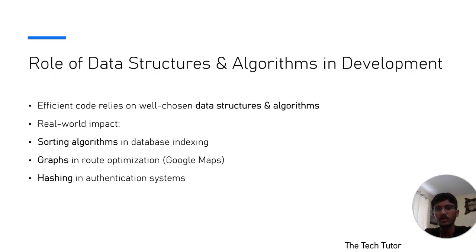Now you might be wondering, what is the role of data structures and algorithms in development? Efficient software depends on choosing the right data structures and algorithms. For example, sorting algorithms are used in database indexing. Graphs are used in Google Maps for route optimization. Hashing is used in password authentication systems. Understanding how these work would significantly improve your coding skills and help you write more efficient programs.